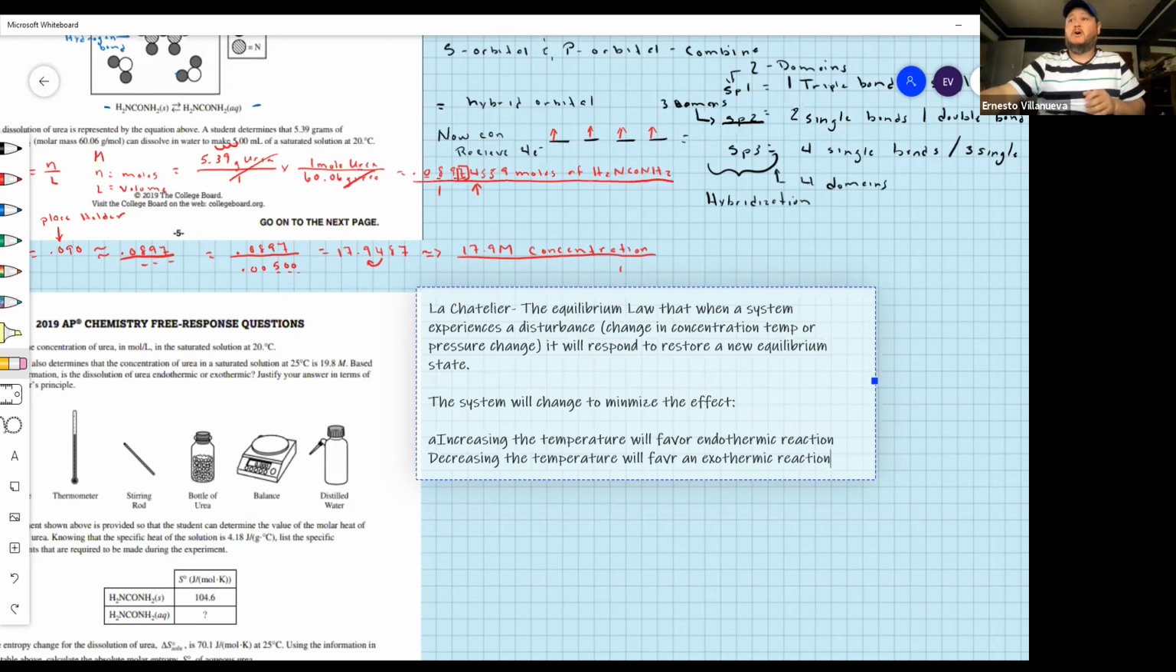Okay, so when the system tries to go back into equilibrium, it kind of does the opposite of what's happened to it to bring it back into balance. So when we think of an endothermic reaction, an endothermic reaction absorbs energy, which means the temperature drops. An exothermic reaction releases energy, which means temperature rises. So in this question, what do we see has happened to the temperature?